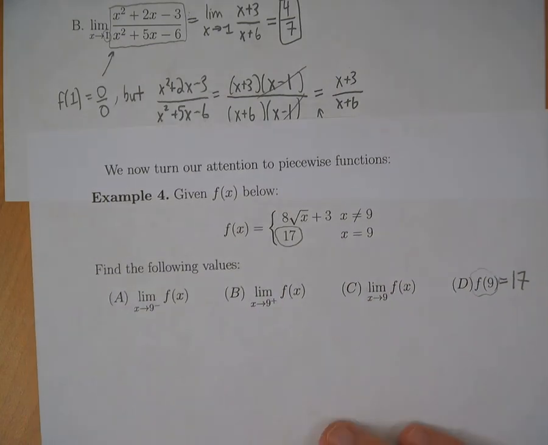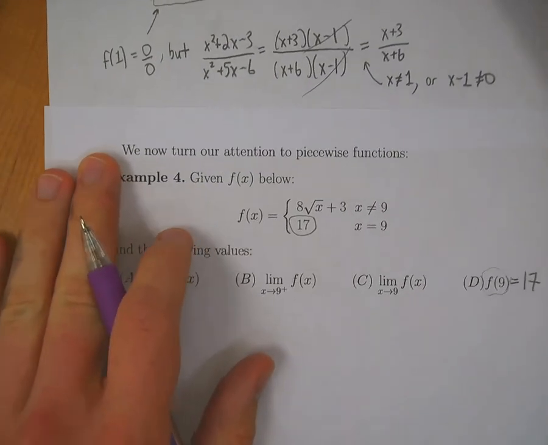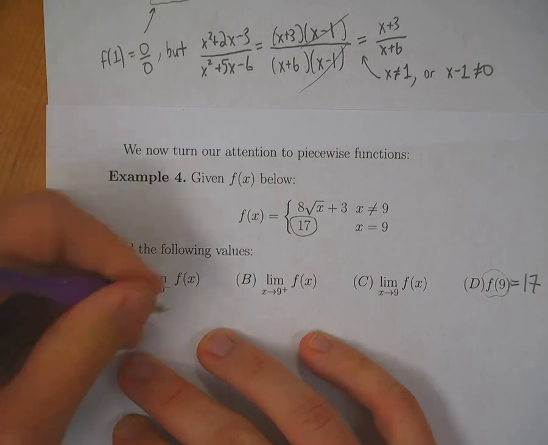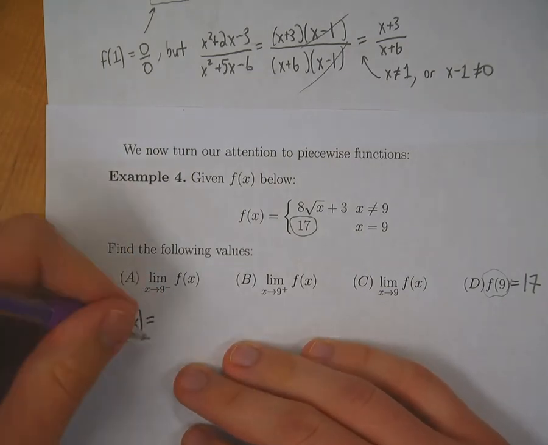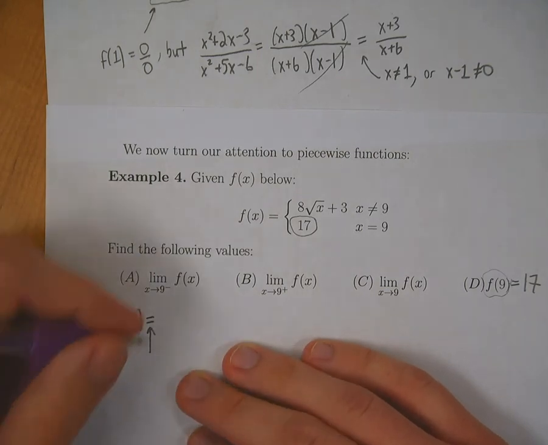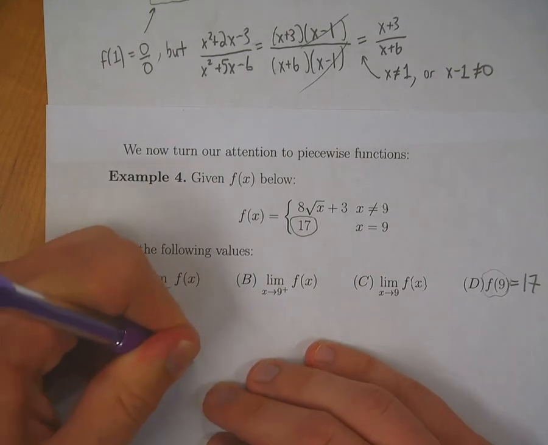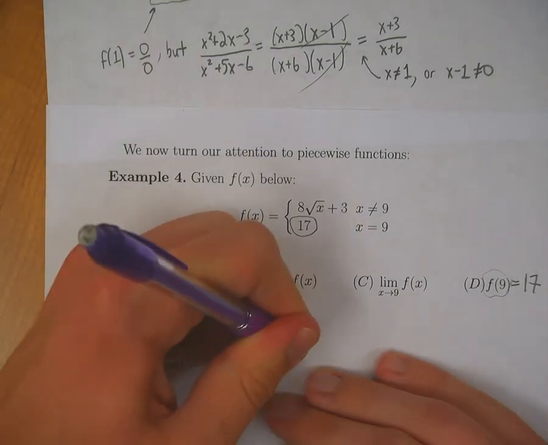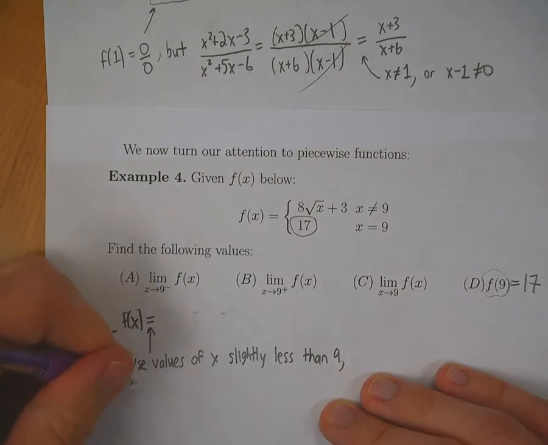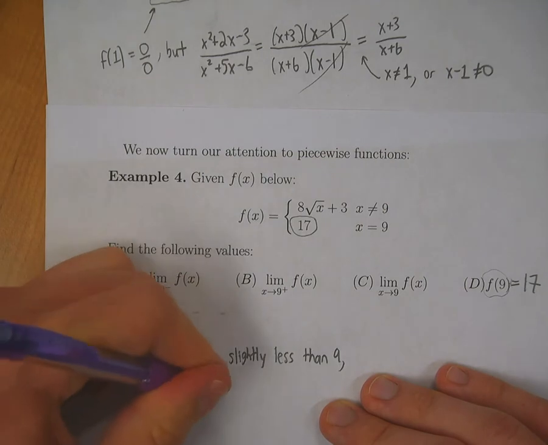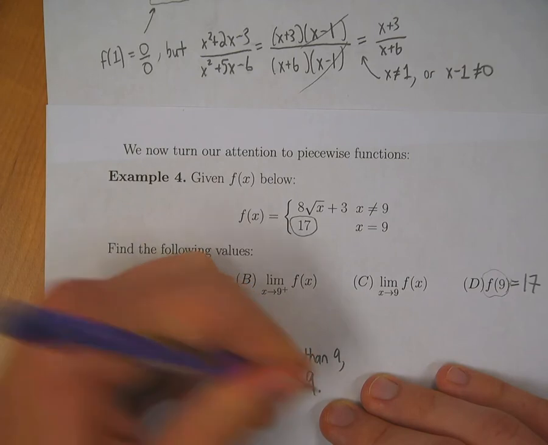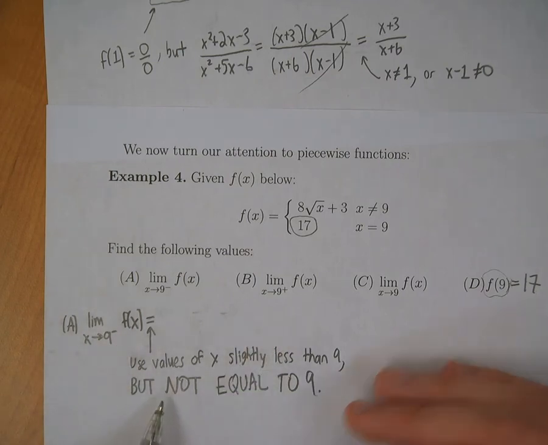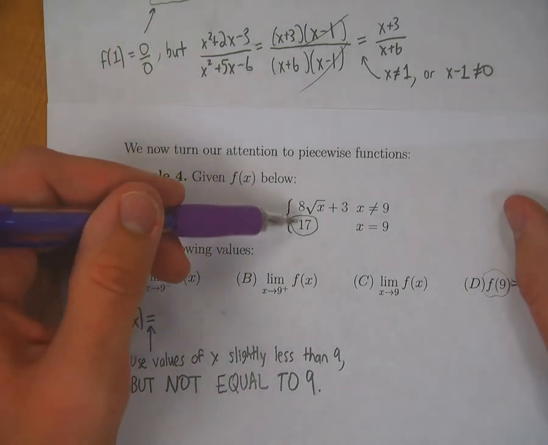So now let's move on to A through C. Part A, the limit as x approaches 9 from the left of f of x is going to end up being what? Here, remember with limits, we have to use values of x slightly less than 9, but, in all caps, not equal to 9. Okay? So with that being the case, which of these two pieces of f of x should we be using in this context?